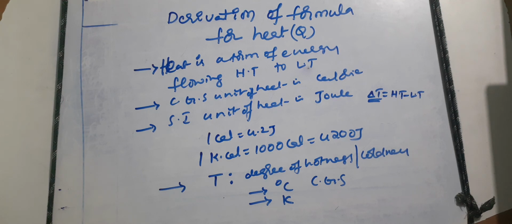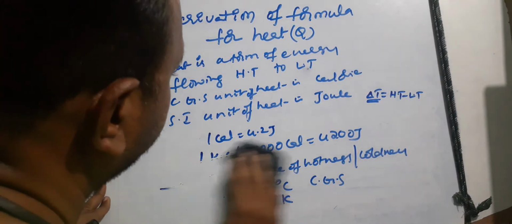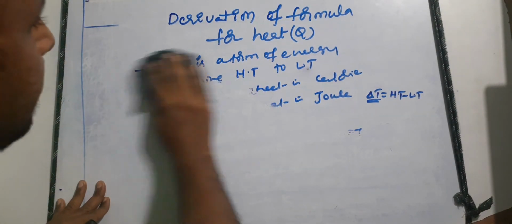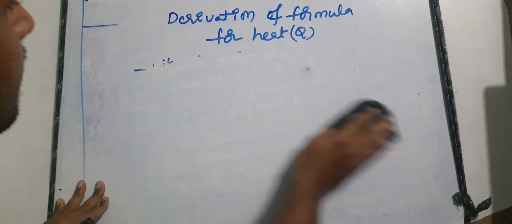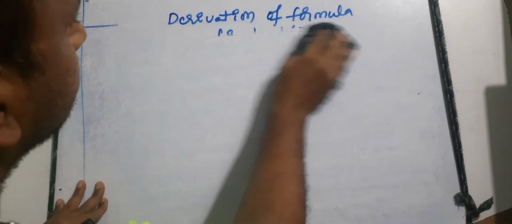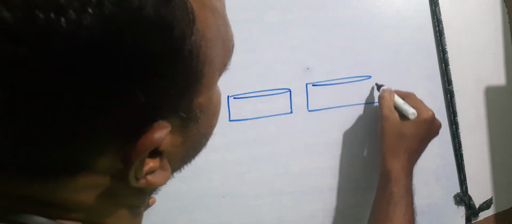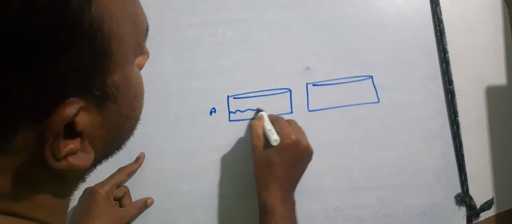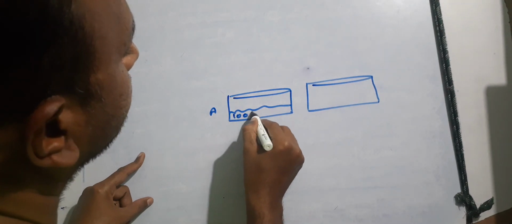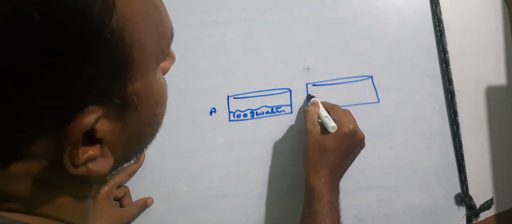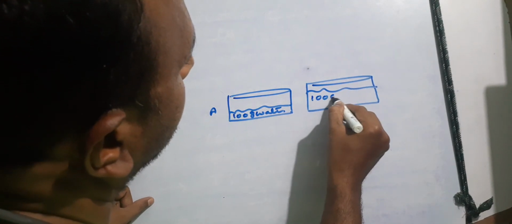Students, now how can we derive the formula for heat energy? Derivation of formula for heat. For example, we are taking two vessels A and B. Suppose vessel A consists of 100 grams of water. And vessel B consists of 1000 grams of water.